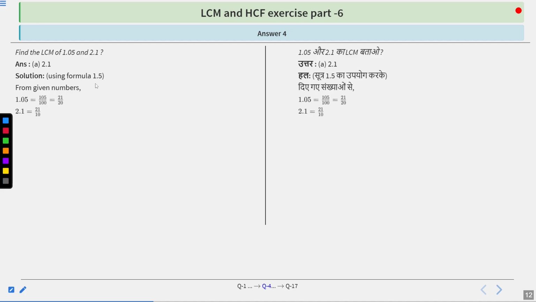Now we can use formula 1.5. 1.05 can be written as 105 upon 100, that is 21 upon 20, and 2.1 can be written as 21 upon 10. So now we have two fractions, 21 upon 20 and 21 upon 10. And LCM of fractions is equal to LCM of numerator upon HCF of denominator, that is formula 1.5. So LCM of 21 and 21 is 21, whereas the HCF of 20 and 10 is 10. So 21 upon 10, that is 2.1, is the correct answer, option number A.